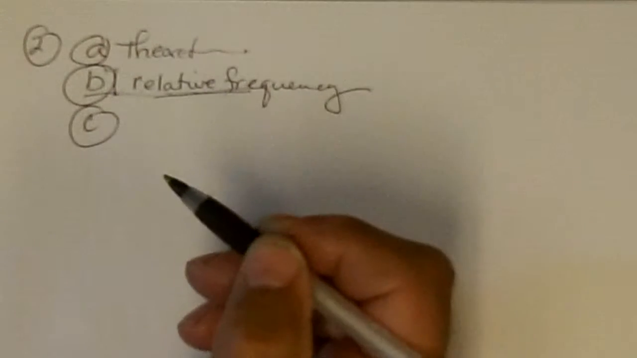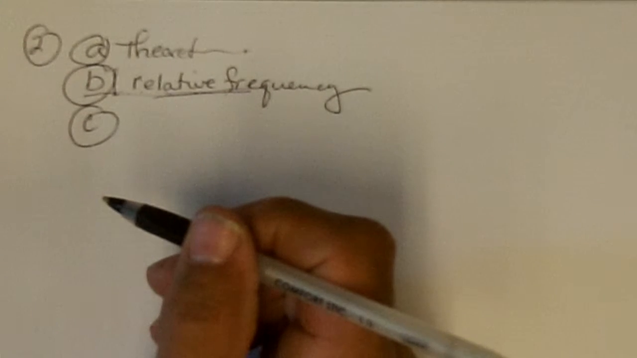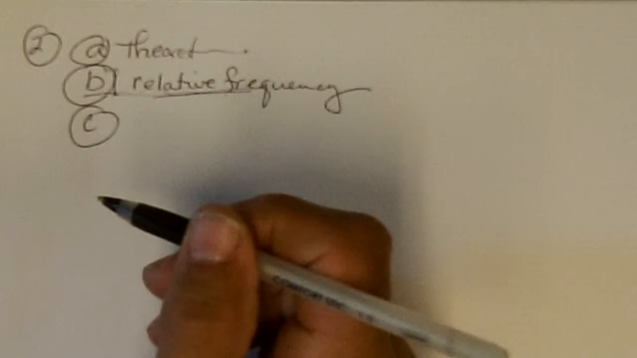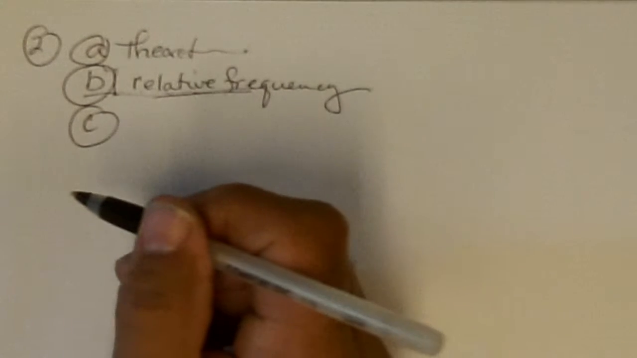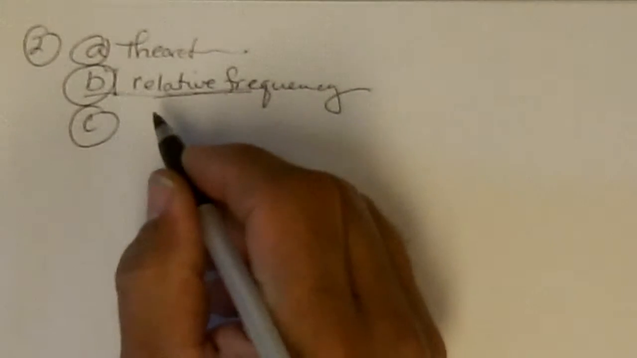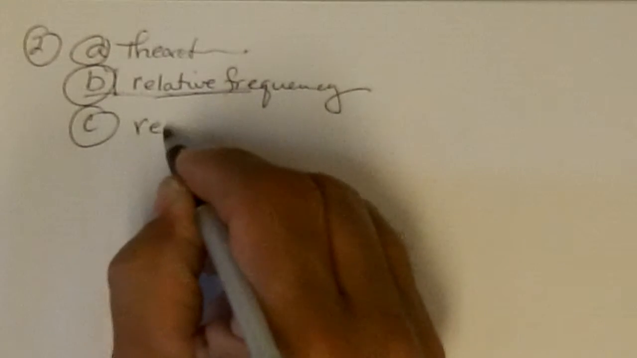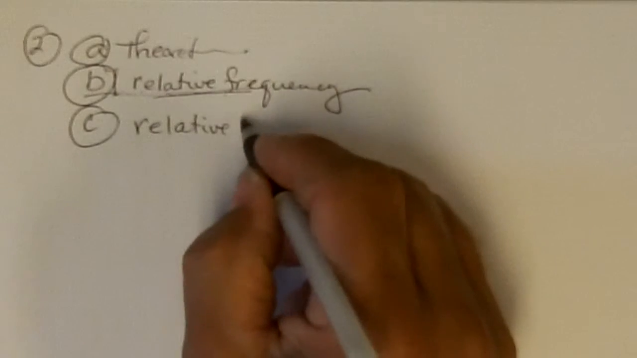And C, the next big lottery winner is below the poverty level if 13% of the last 100 big lottery winners had incomes above the poverty level. So this is a relative frequency one, because they're going to base it on the data.